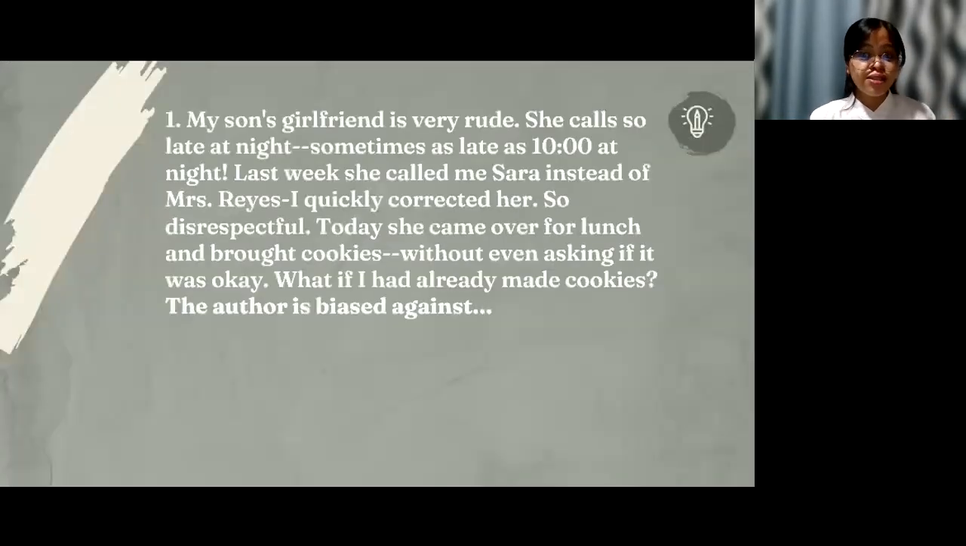My son's girlfriend is very rude. She calls so late at night, sometimes as late as 10 at night. Last week, she called me Sarah instead of Mrs. Reyes. I quickly corrected her. So disrespectful. Today, she came over for lunch and brought cookies without even asking if it was okay. What if I had already made cookies?